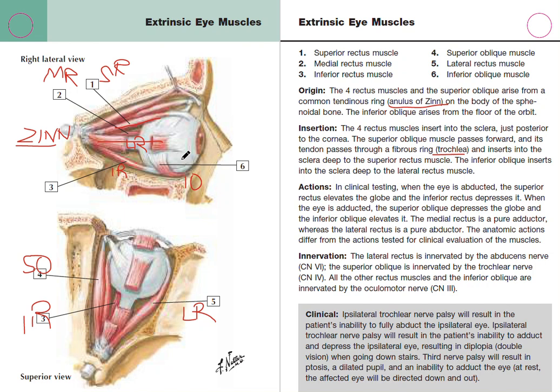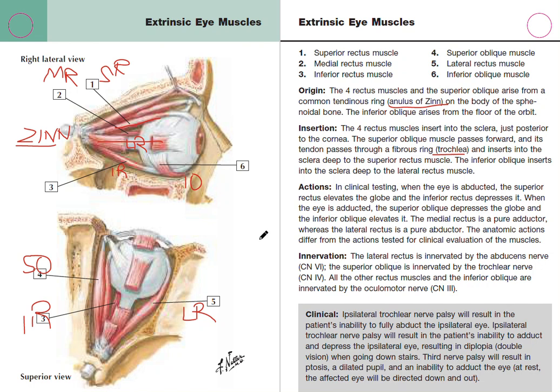In clinical testing, when the eye is abducted, the superior rectus will elevate the globe and the inferior rectus depresses it. When the eye is adducted, the superior oblique depresses the globe and the inferior oblique elevates it. The medial rectus is a pure adductor, whereas the lateral rectus is a pure abductor. The anatomic actions differ from the actions tested for clinical evaluation of the muscles.